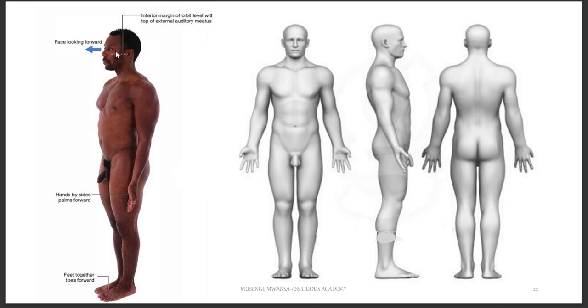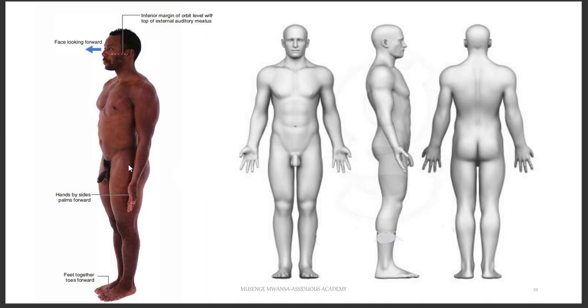So the inferior part, the down part of where the eye is going to be, is at the level with the top of the external auditory meatus, the opening of the ear, if you remove the pinna, which is this outside thing that you can see. The top part of the opening of the ear. So that straight line like that.